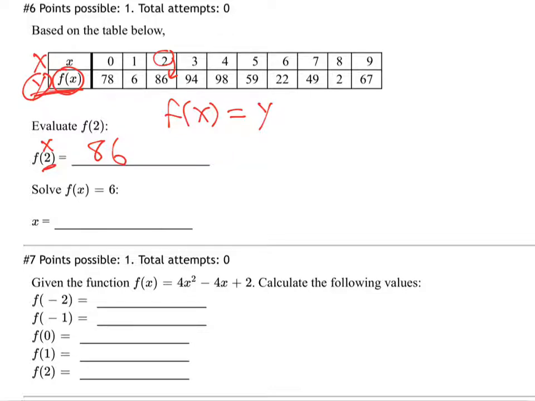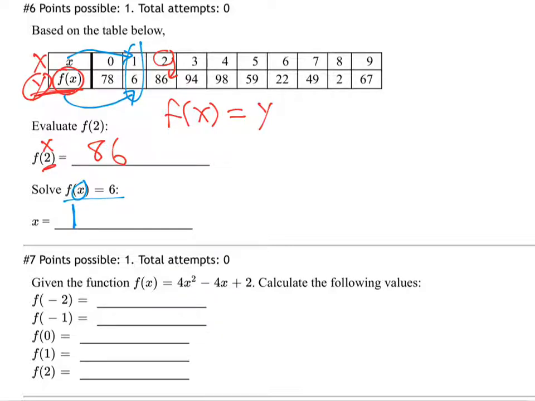All right, how about that next part? f of x equals 6. So they want you to find the x that goes with the value of 6. It's right here, isn't it? X is 1 when f is 6. So x is 1. All right. Well, if you're good with that, I'll move on to number 7.